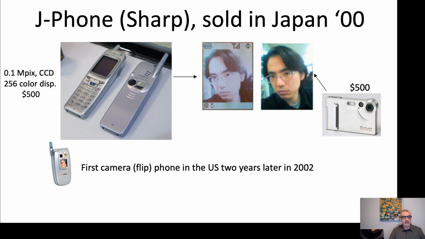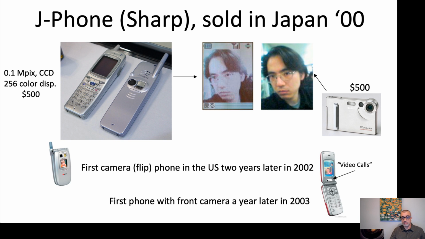On the other hand, the flip phones were the things that really became popular. And the first camera flip phone in the US appeared about 2 years later. And a year after that, in around 2003, the same cameras were equipped now with not only a rear-facing camera, but also with a front-facing camera. At the time, they called it video call cameras. And this is, of course, the grandfather of the so-called selfie camera that is so ubiquitous nowadays.